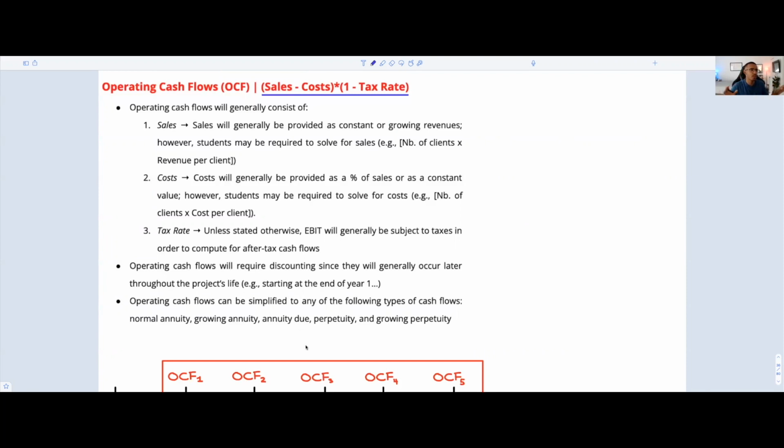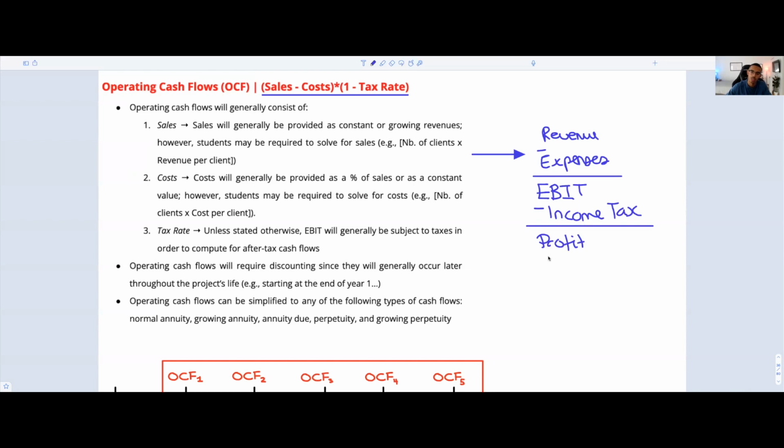It's a very simplified version of your income statement in which you had, remember, revenue less expenses. And sorry if I'm writing dirty right now. That's going to give you your earnings before income tax. Then you're going to subtract your income tax. And that would give you your actual profit here. In other words, your cash flows.